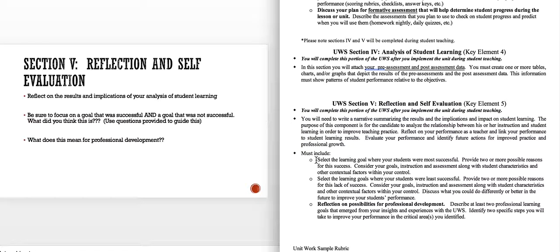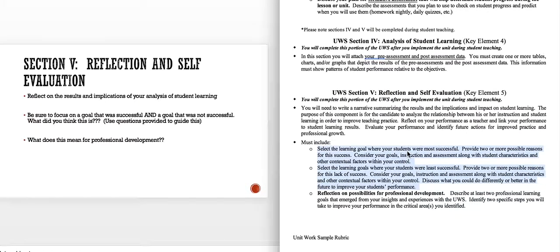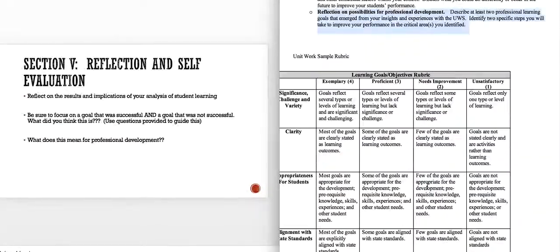We give you some hints over here of what you need to focus on. So make sure you focus on where students were successful and then also where they weren't successful. Sometimes we learn from things that didn't go so well better than the things that went well. And then finally, for this section, you do want to reflect on the possibilities of professional development. So what does this mean for you in the future? Identify at least 2 specific steps that you're going to take to improve your performance in these areas that you identified through data analysis. Once again, we're using a 4-level rubric here.